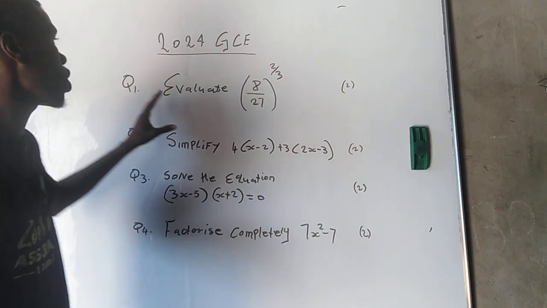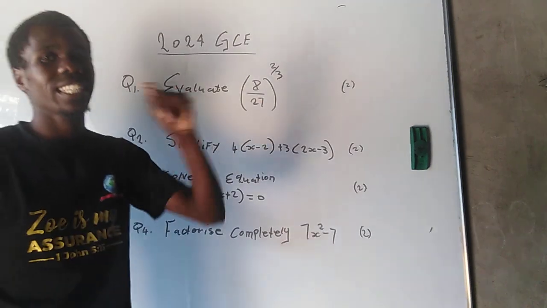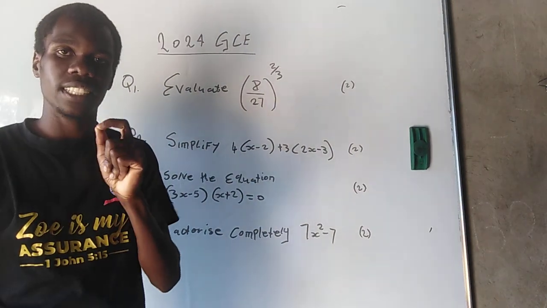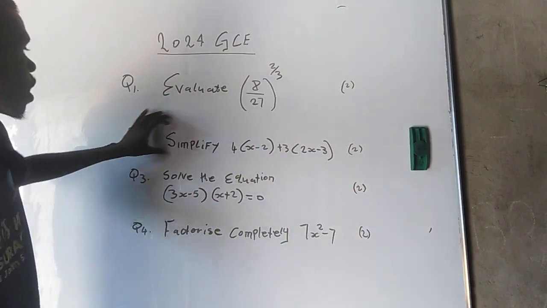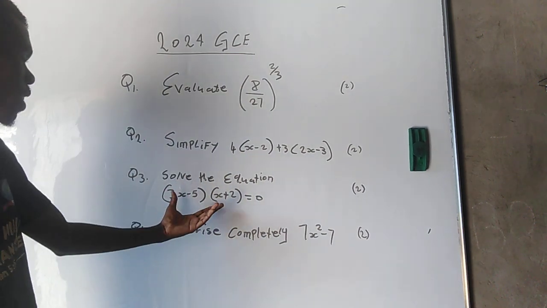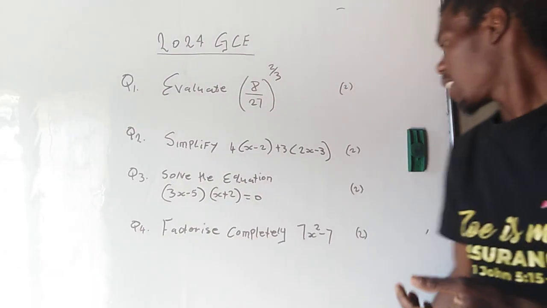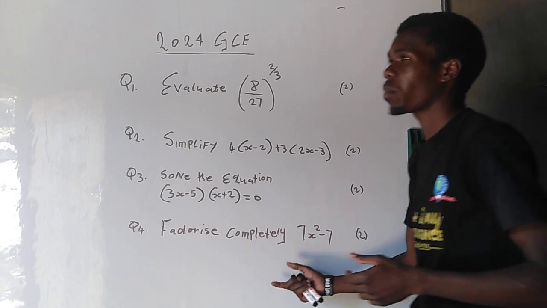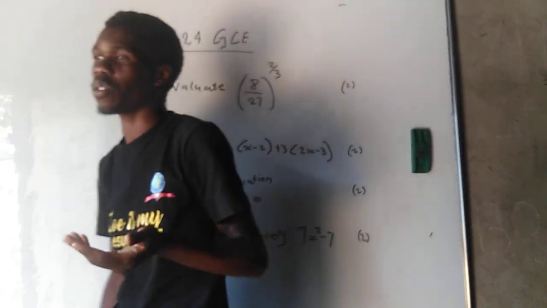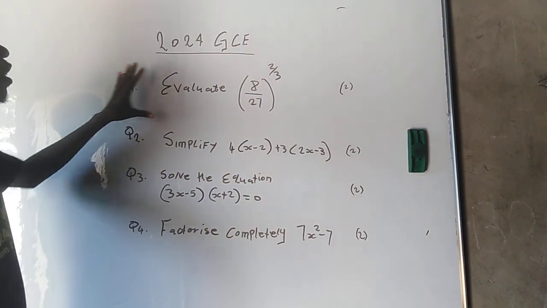So now the first question was saying evaluate. This question is coming from a topic known as indices. The second question is saying simplify algebra. This is solve the equation from the equations. Then the last one is saying factorize completely. This is a difference of two squares.